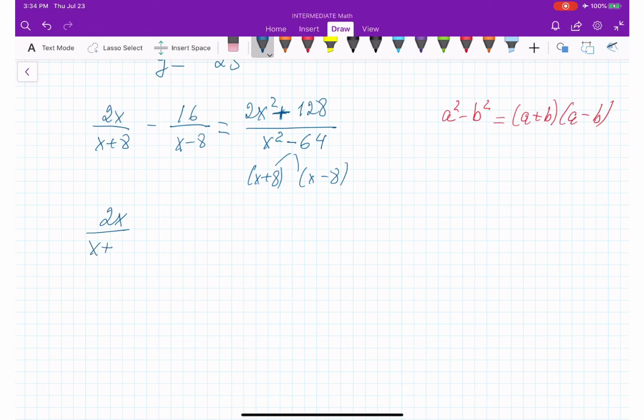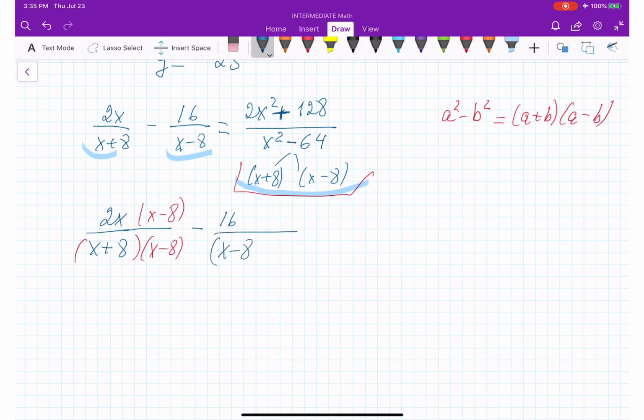over x plus 8. Obviously, the common denominator is going to be x plus 8, x minus 8, right? Because you have x plus 8 here, and you have x minus 8 here, and here you have both of them. So this is going to be our common denominator. So 2x over x plus 8. Let's bring it to the common denominator. We need to multiply by x minus 8 because that's missing. Next, minus 16 over x minus 8, which means I have to multiply by x plus 8.